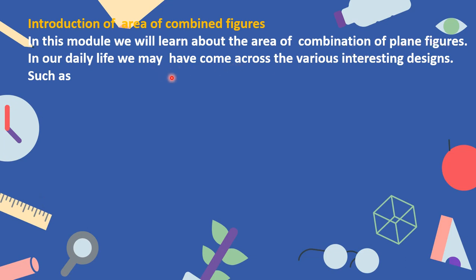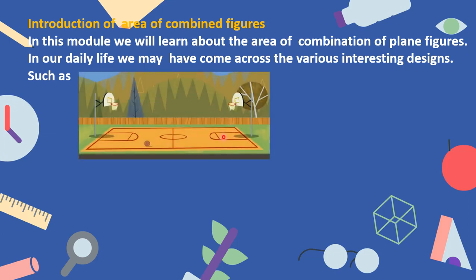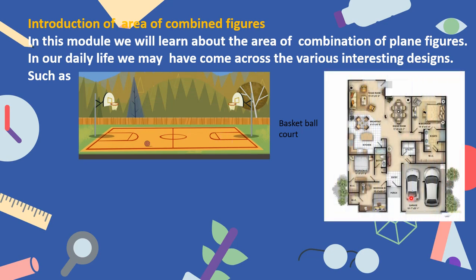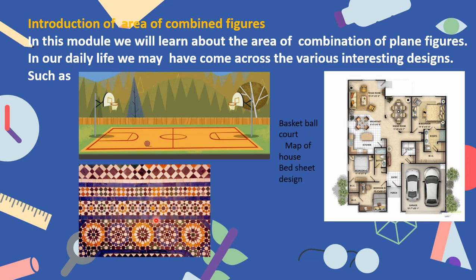In our daily life, we may have come across various interesting designs, such as this basketball court, this one the map of a house, and this the bed sheet design. In all these three examples, we observe there are different basic shapes such as rectangle, square, semicircle, circle, pentagon, like this. So, we will learn how to find the area of these types of combined figures.